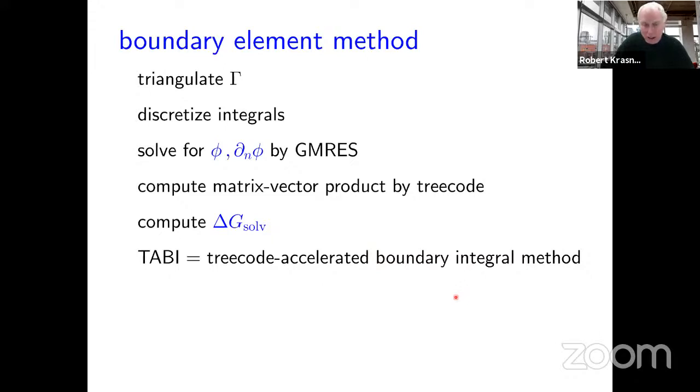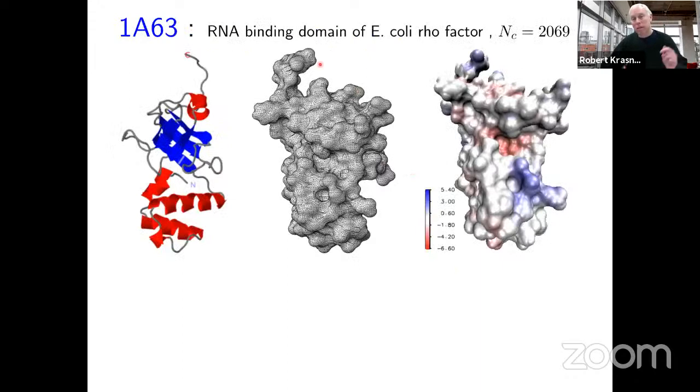Okay, so that's it in a nutshell. And here's an example from the work that Weihua and I did. We picked a protein, the RNA binding domain of E. coli rho factor. It's got 2,069 atoms. Here's the schematic picture of it, and here's the triangulation. I'll say more about the triangulation, that's coming.